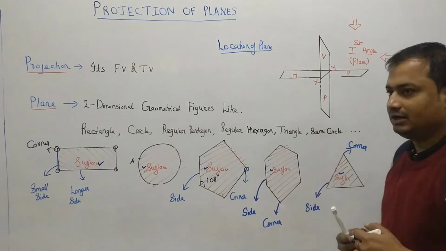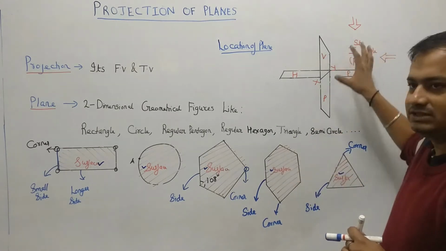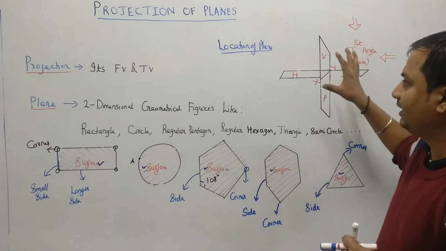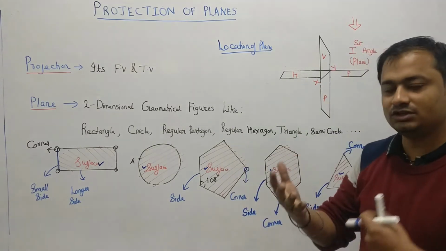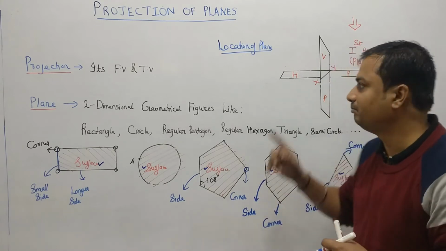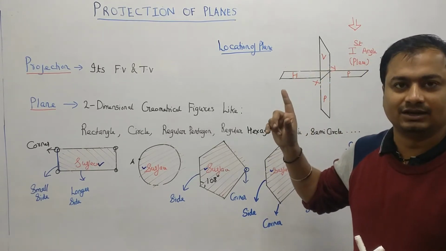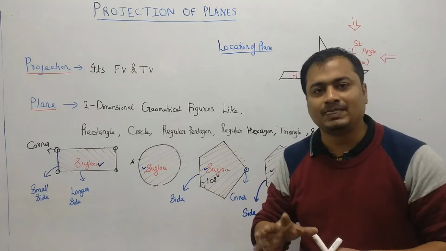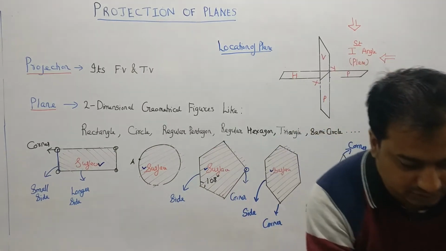Surface is common. That means when our plane is going to lie on the first angle, and our aim is to draw its front view and top view, the shape of the front view and top view depends on the orientation of the plane, how the plane is going to be located in the first angle. So there are so many cases and all the cases are related to the surface.